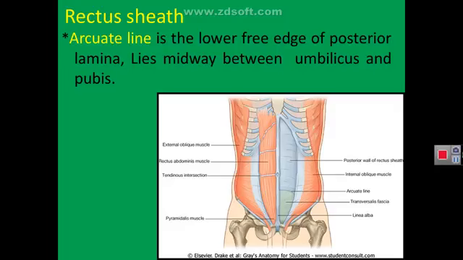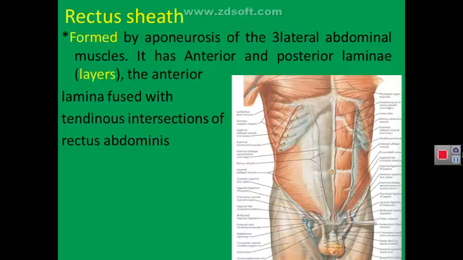Sometimes you may find a small muscle, which is this one, anterior to the origin of rectus abdominis muscle. This muscle is pyramidal in shape and thus is called pyramidalis muscle. It originates from the pubic crest and is inserted into the linea alba, but it is an inconstant finding.